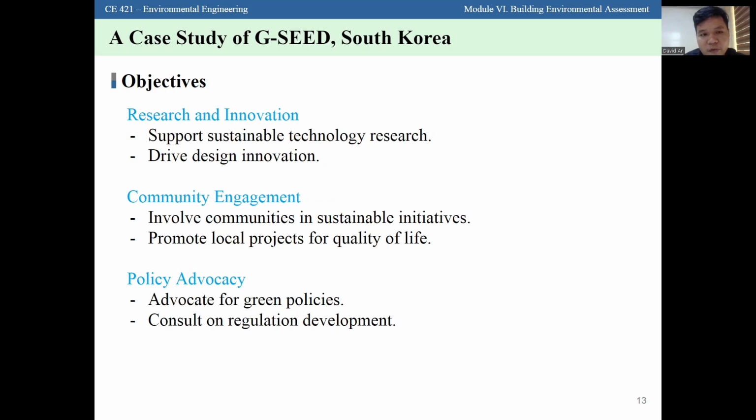Moreover, for research and innovation, GSEED aims to support sustainable technology research and drive design innovation. Also, community engagement, which involves sustainable initiatives among the people in the community and promotes local projects for quality of life. And for policy advocacy, it advocates for green building policy, and moreover, it also consults on regulation development.